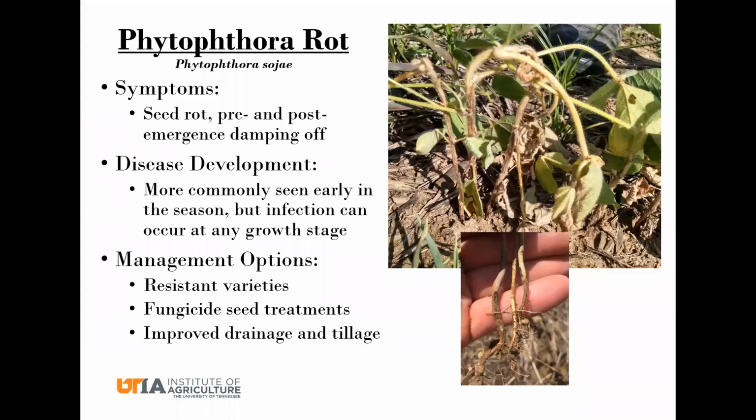Looking at our first common soybean pathogen in Tennessee, we're going to be talking about Phytophthora Root Rot. When looking for this disease, most of the time we'll see seed rot as well as pre and post-emergent damping off. As far as disease development, this disease is more commonly seen in the early season during the early vegetative growth stages, but really infection can occur at any growth stage.